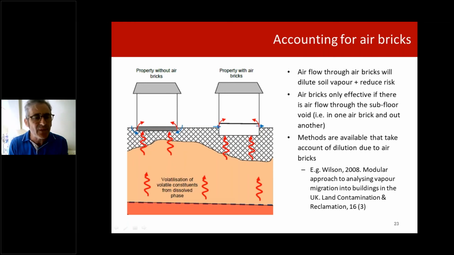With the Johnson-Ettinger model, you get this diffusion upwards, and then the advective flow brings these relatively high concentrations of contaminants up into the house. It gives relatively high risk.